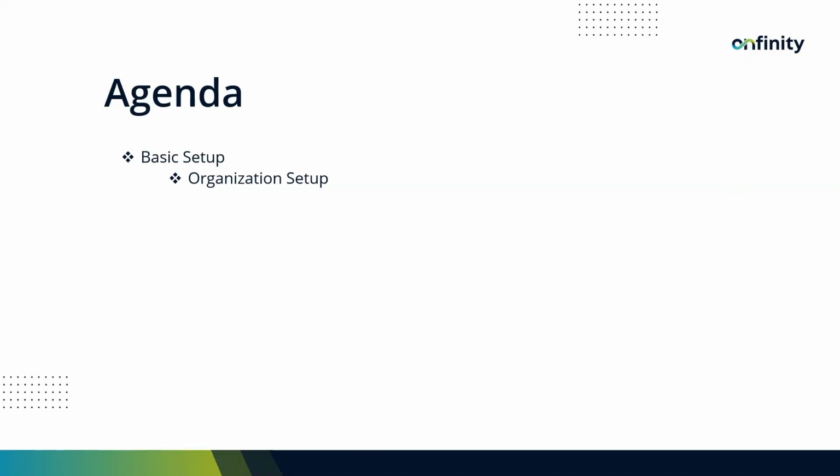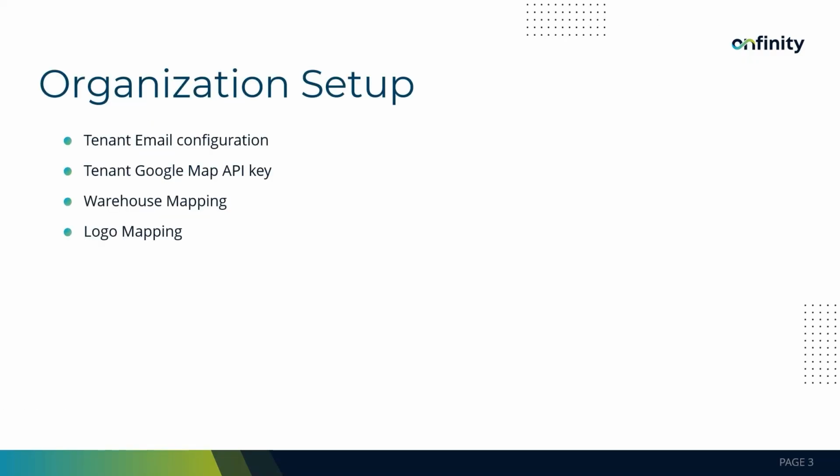In the basic setup, we will also understand the organization setup. Let's cover the organization setup, which includes the tenant email configuration, the tenant Google Maps API key, where we need to put it, and how to do the warehouse and logo mapping for this organization. So let us move to the system.